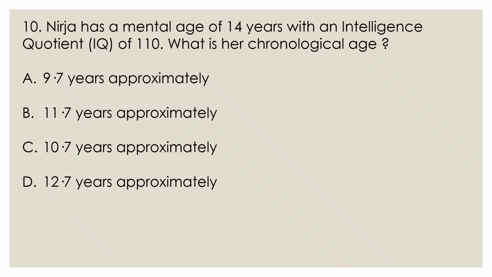Nirja has a mental age of 14 years with an intelligent quotient of 110. What is her chronological age? So we will apply the formula of IQ here. IQ is equal to mental age by chronological age into 100. So we will write 110 is equal to 14 divided by chronological age into 100. So the answer is going to be 12.7 years.